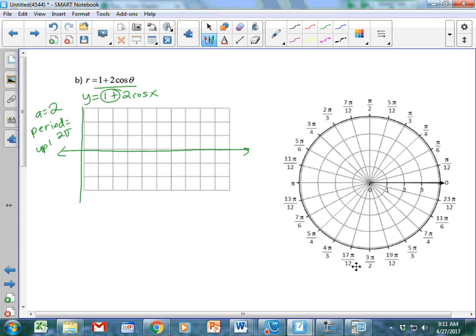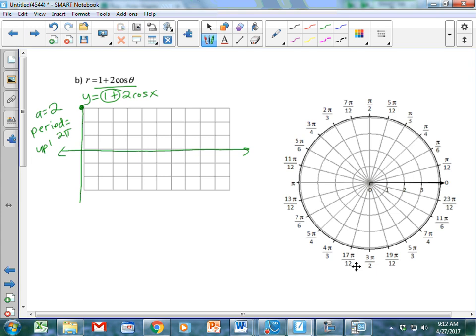So if I were to plug in 0, normally cosine starts at 1, doesn't it? But the amplitude is 2, and I've bumped it up 1. So where do you think the y value is going to be when x is 0? And if you're not sure, input the value. Plug in 0 for theta. What's the cosine of 0? 1. 1 times 2 is 2, plus 1 is 3. So now we're starting up at 3.